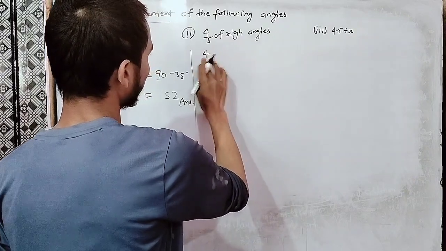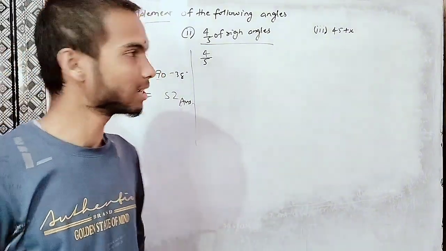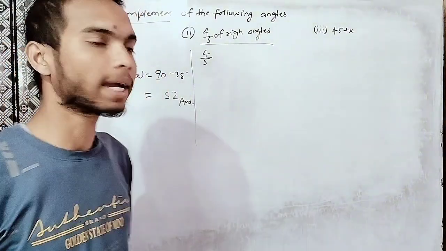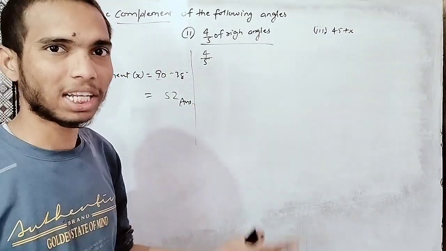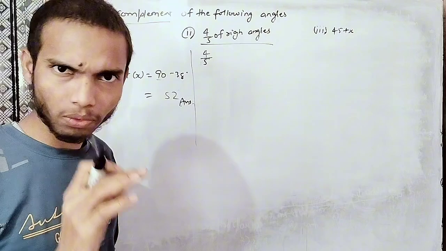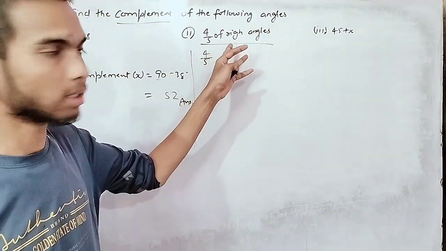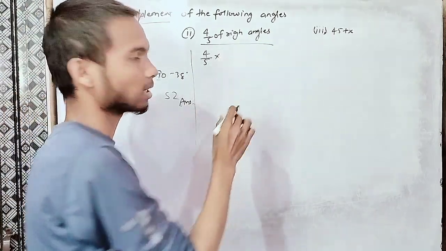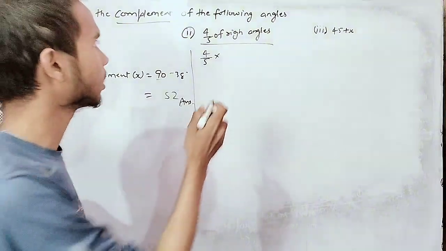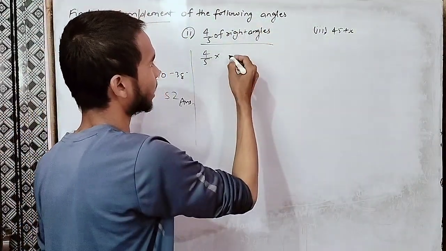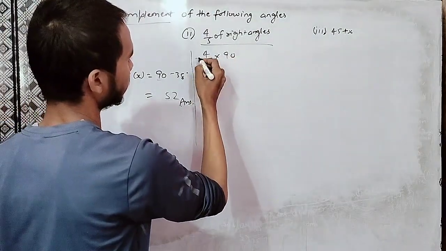Now second. 4 by 5 is the value of an angle, and we don't have the exact value of the angle, and it is given in the statement. We can find the exact value of the angle by this. The statement is saying 4 by 5 multiple of a right angle, which means 90 degree.